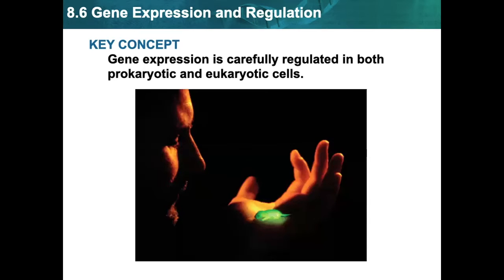So gene expression basically is the DNA making protein. And then when it does that, you get the traits that you see. Gene expression is regulated carefully, both in prokaryotic cells, which are bacteria, and eukaryotic cells, which would be everything else: plants, animals, humans, fungus, yeast, all those things would be eukaryotic cells.